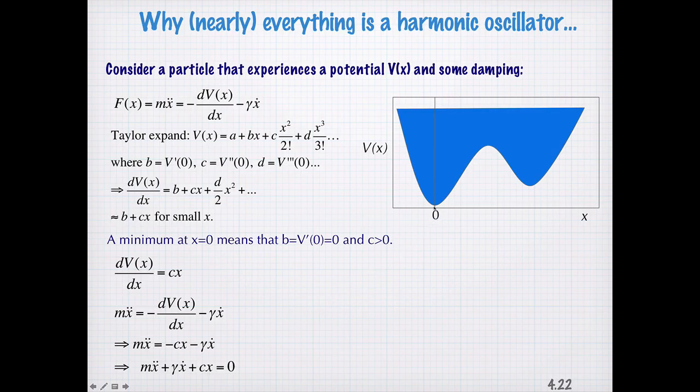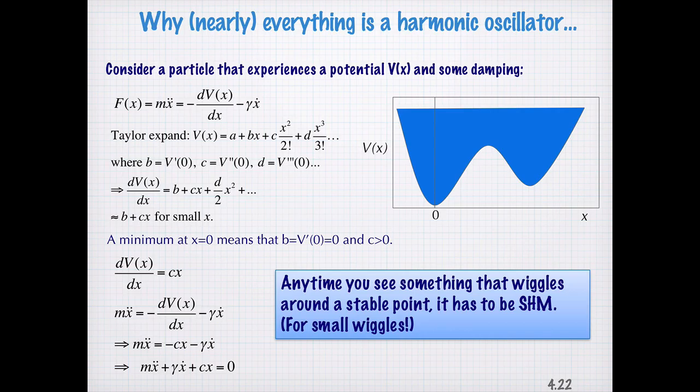The consequence of that is that if you imagine a particle vibrating around this turning point here, provided vibrations are small enough so that this linearization approximation is valid, that motion will be described by simple harmonic motion. So anytime you see something that wiggles around a stable point, it has to be simple harmonic motion for small wiggles. This is a pretty universal phenomenon, and this is why simple harmonic motion is something you observe, at least in an approximate form, in a wide range of physical systems.